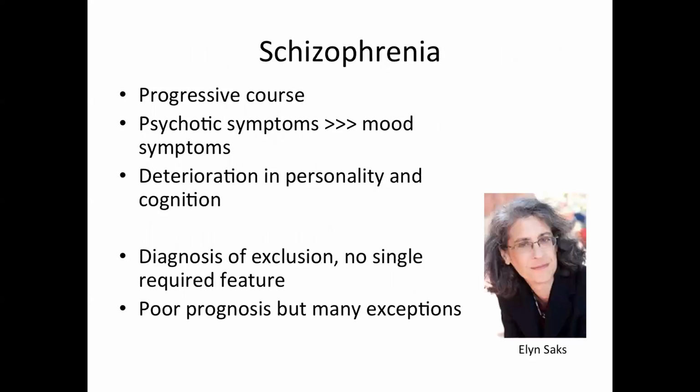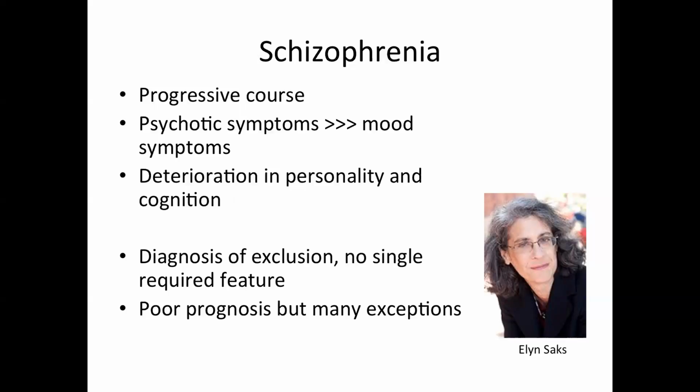Schizophrenia is characterized by a progressive course, meaning that in its most common form, once a person falls ill, they generally remain at least partially impaired for the rest of their lives. Psychotic symptoms in schizophrenia are, generally speaking, much more prominent than mood symptoms. That isn't to say that people with schizophrenia don't have pathologic mood symptoms, just that the psychotic symptoms, the hallucinations, delusions, and thought disorder, seem out of proportion to those mood symptoms.